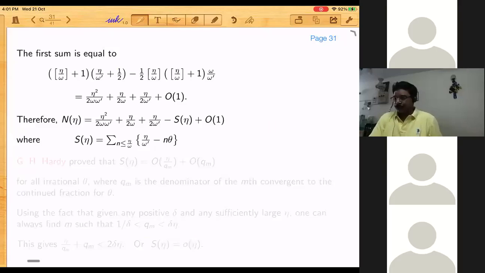The second sum is this one, the fractional part. This is the error term.